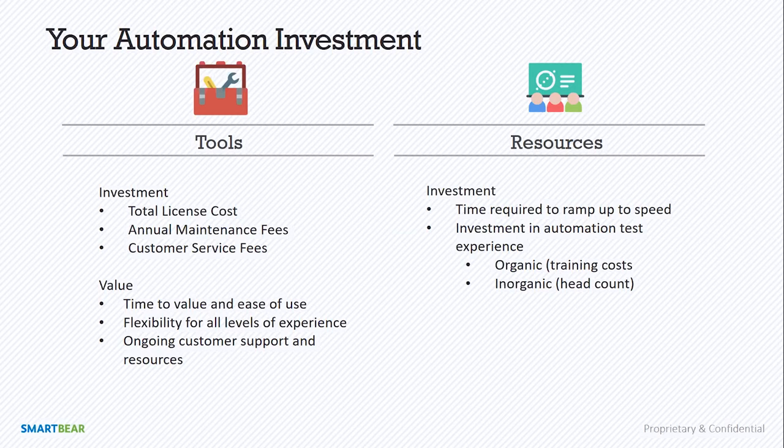And so that growth and that investment that you put into resources can be organic or it can be inorganic. Organic meaning that it's organically occurring within your organization and you're investing in training. Or inorganic, you're going to hire test automation engineers. And those are resources that you want to account for within your ROI.